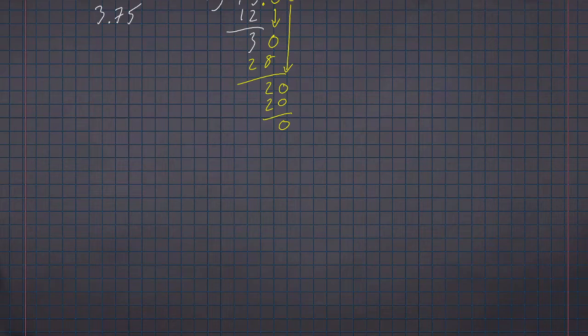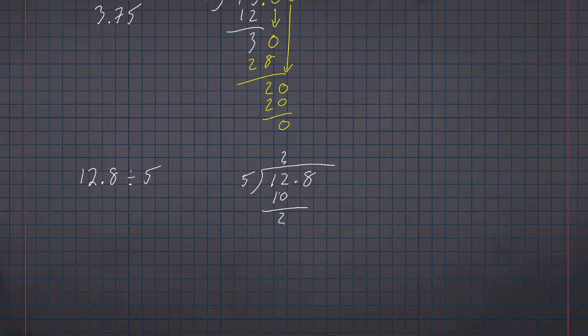If the number we are dividing was a decimal number to start with, like 12.8 divided by 5, well, the process is going to look the same. It's just that we don't have to decide that we're going to treat this as a decimal number because it's already there. 5 fits into 12 twice. 2 times 5 is 10. Subtract that off and you get 2.